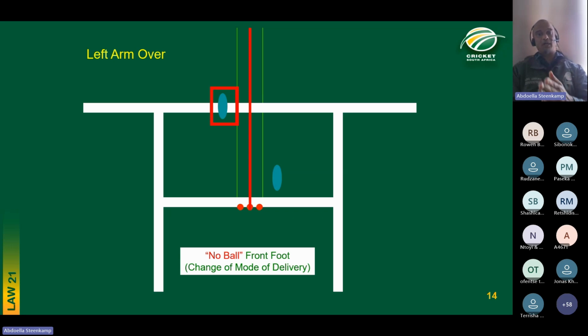So instead of bowling left arm over the wicket, this bowler is now, according to the law, bowling left arm around the wicket. This type of delivery doesn't happen that often. I haven't had it in all my years of umpiring, but it is in the law, and if it should happen, you need to know how to apply it.